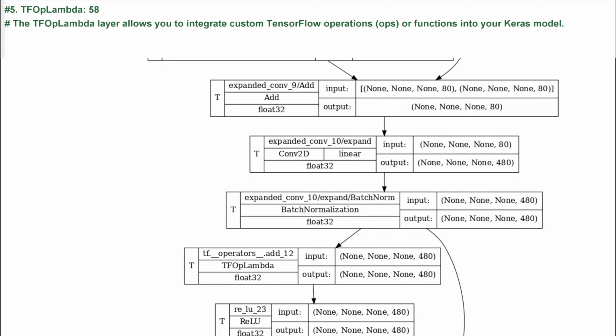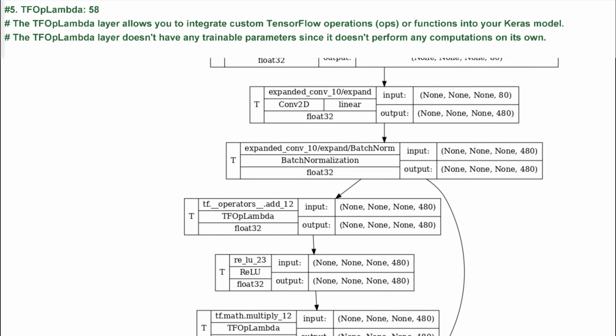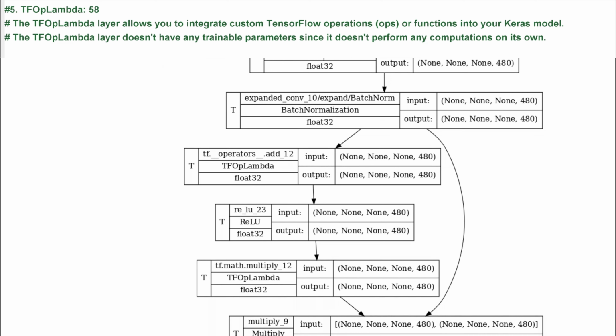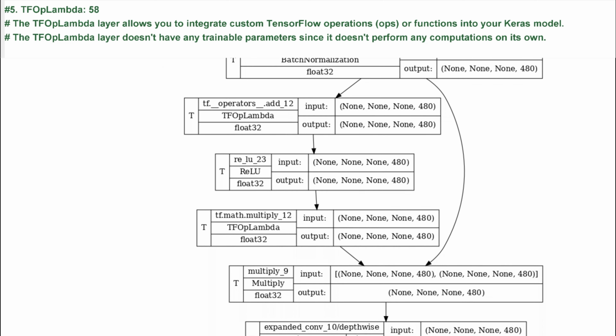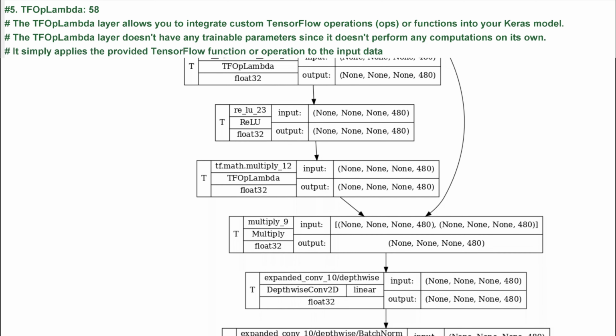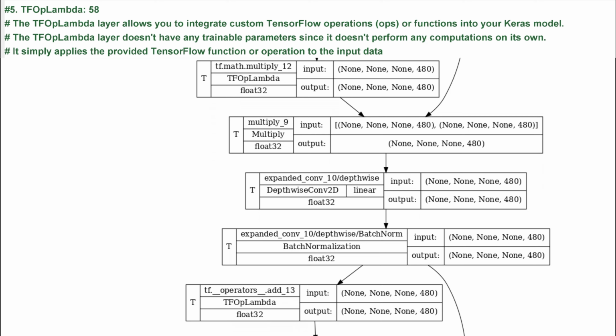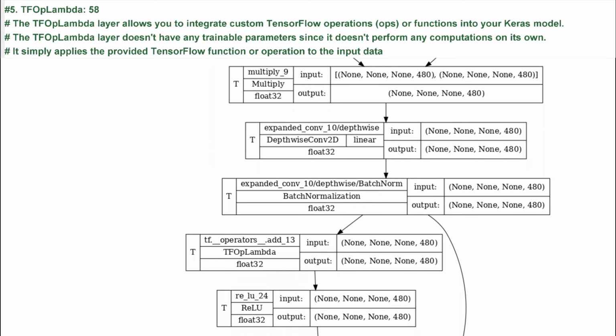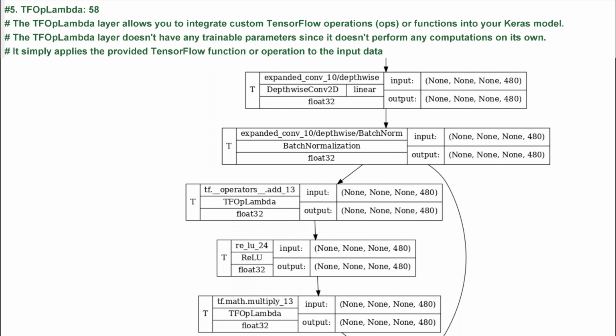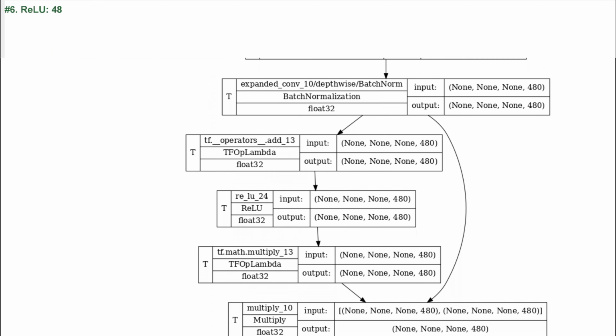The TFOpLambda layer allows you to integrate custom TensorFlow operations, ops, or functions into your Keras model. The TFOpLambda layer doesn't have any trainable parameters since it doesn't perform any computations on its own. It simply applies the provided TensorFlow function or operation to the input data.